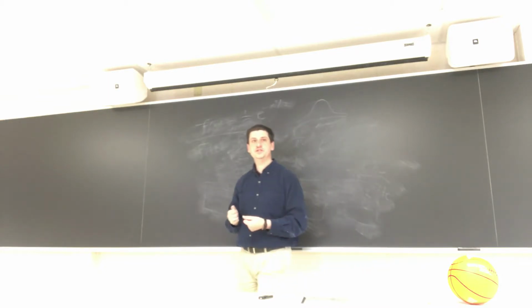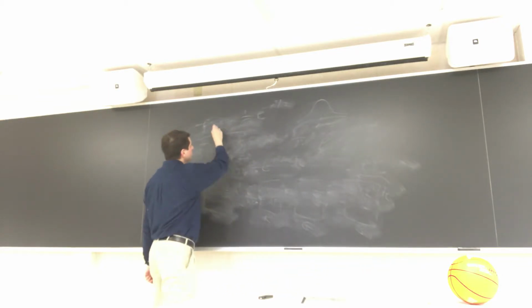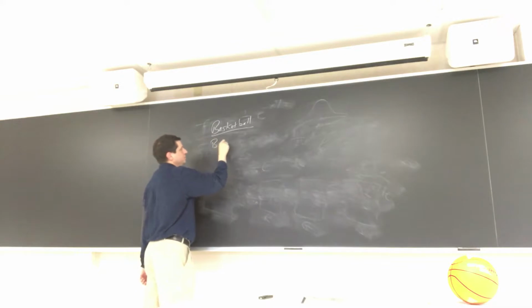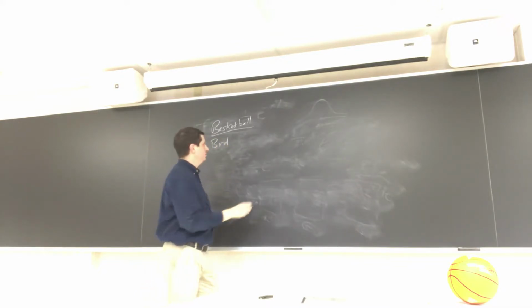Mathematicians are lazy. So the way things are working in the basketball problem, I use Bird, and I think I use Magic Johnson.